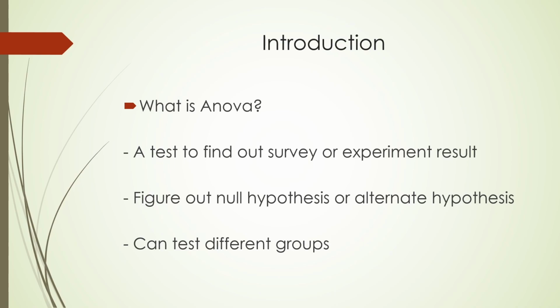ANOVA is a test, a way to find out if survey or experiment results are significant. In other words, it helps you figure out if you need to reject the null hypothesis or accept the alternate hypothesis. So basically, it tests groups to see if there's a difference between them.